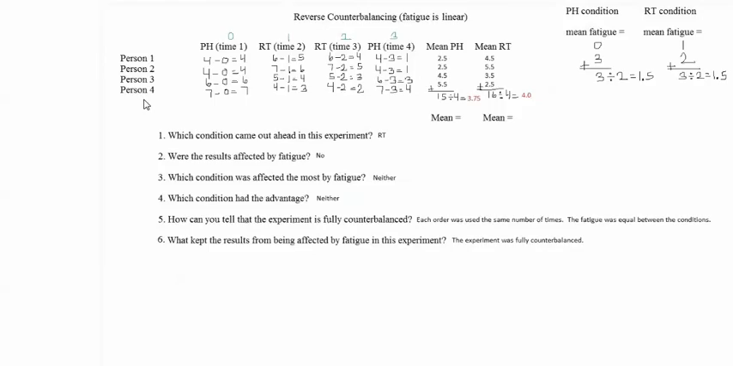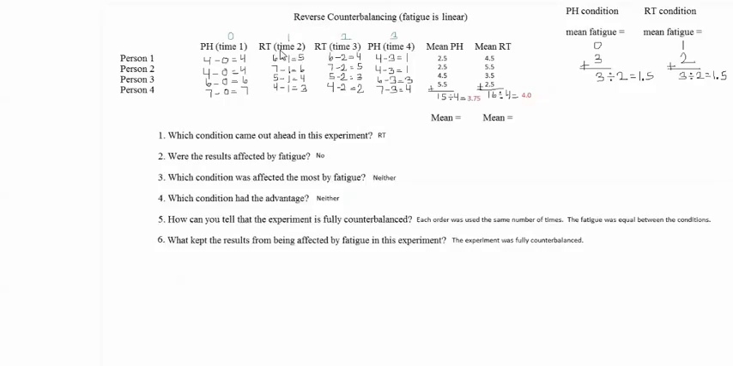Now, here we had counterbalancing again, but this time it was a different type called reverse counterbalancing, which means each person gets one order and then the opposite order. I was saying that fatigue is linear, meaning it goes from 0, 1, 2 to 3. It goes up in a straight line.